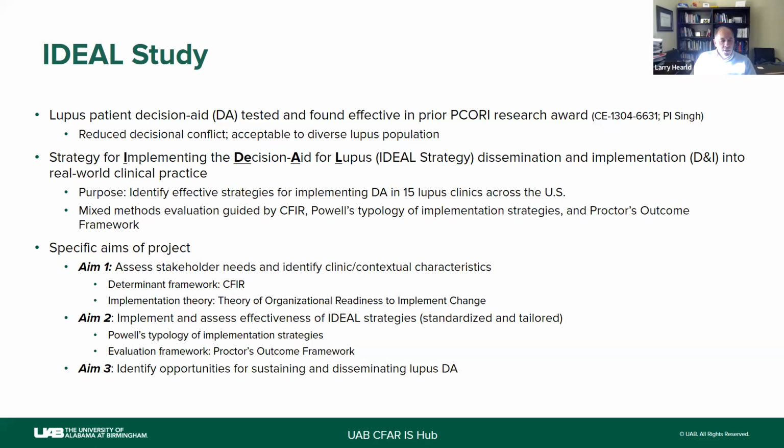And here we used Powell's typology of implementation strategies, which subsequently became a part of the ERIC compendium, which you can really think of, at least in my view, as a determinant framework. And we also used Proctor's outcome framework to define our outcomes for aim 2. And the third aim focused on sustainability. And in this case, we didn't really use any particular framework, although it was in fact encompassed by Proctor's outcome framework.